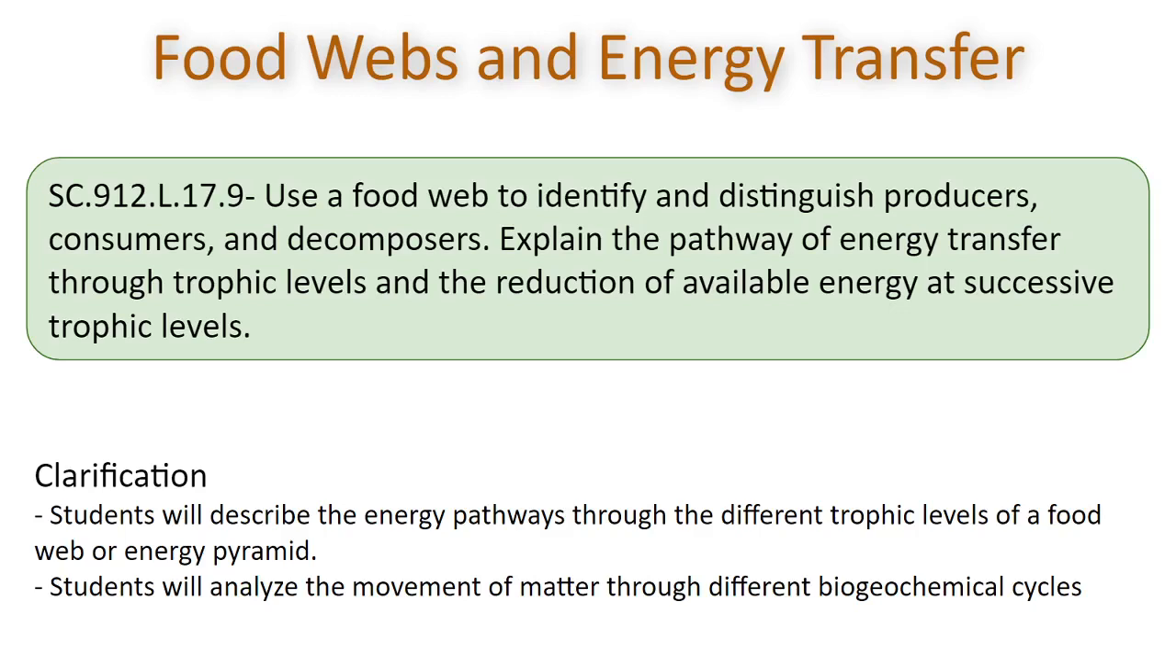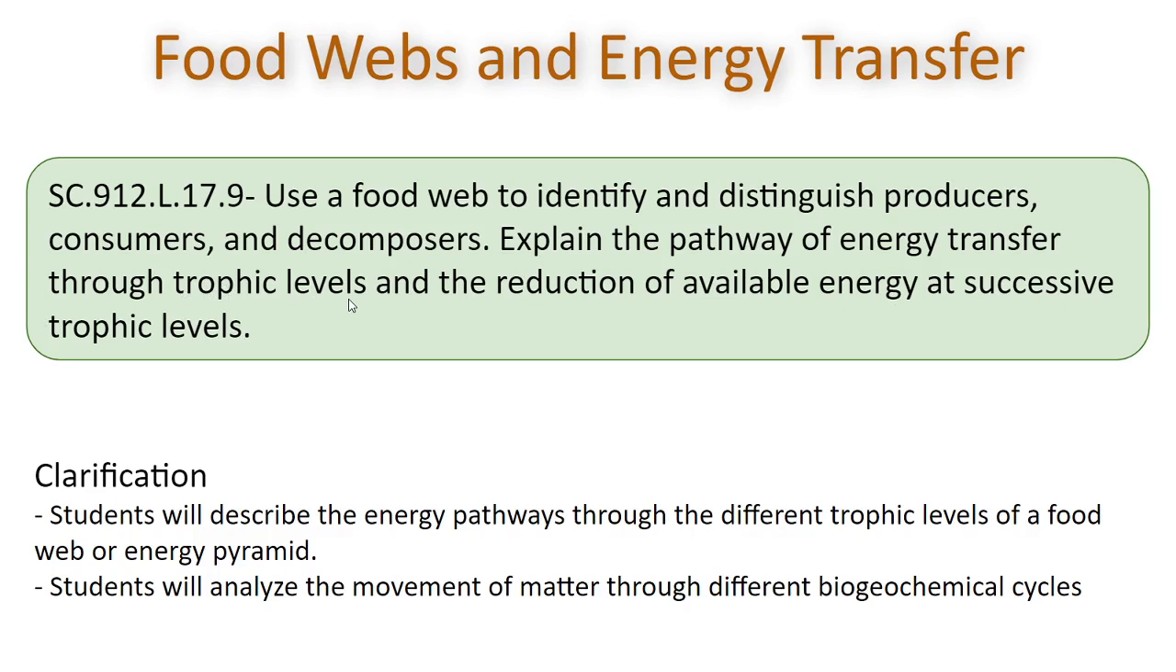Hi everybody, welcome to the Food Webs and Energy Transfer EOC review. We're going to start out by talking about the Sunshine State Standard. It's L.17.9, which is to use a food web to identify and distinguish producers, consumers, and decomposers, also to explain the pathway of energy transfer through trophic levels and the reduction of available energy at successive trophic levels.